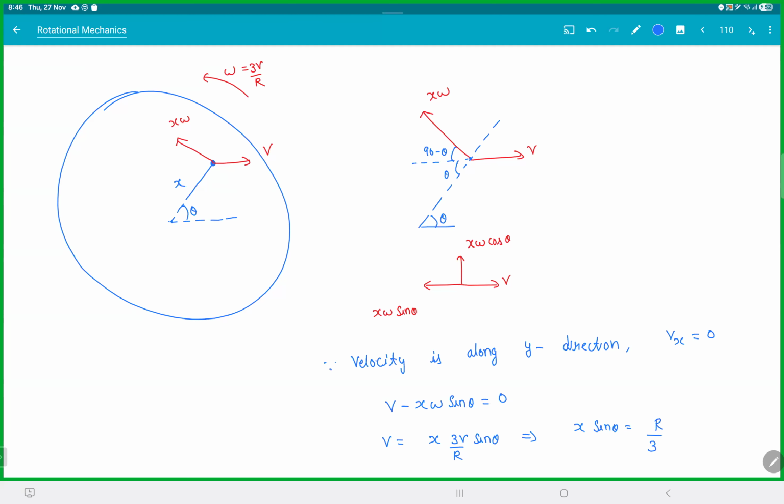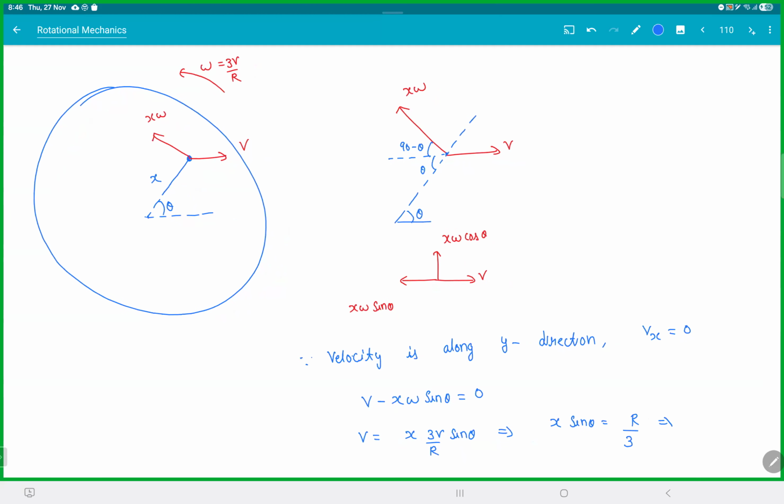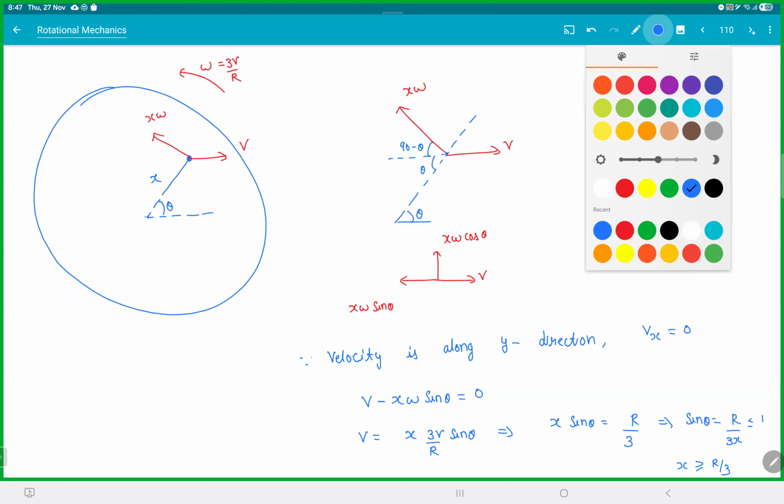Are you clear with this? And you can actually play a lot with this. If you look at sine theta, which is r by 3x, which is less than or equal to 1, that point x must be greater than or equal to r by 3. So they can ask a question like this also. Wherever that point is, it should definitely exist outside the circle, more than r by 3. You're getting how they can frame a question? Is that making sense?